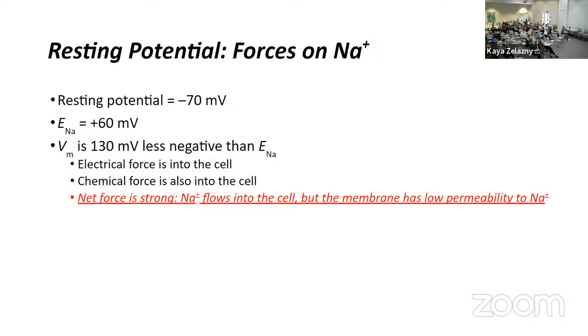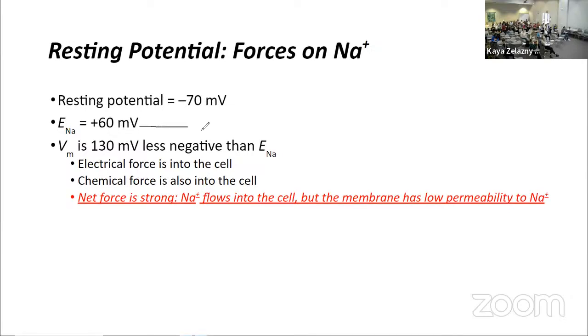So the opposite situation comes for the sodium, right? We have a really big difference between our equilibrium potential for sodium and our existing membrane potential. We have a difference of 130 millivolts. So this is a really strong force, right? We're really far away from our desired equilibrium point, so we have a really strong force for sodium to move, okay?